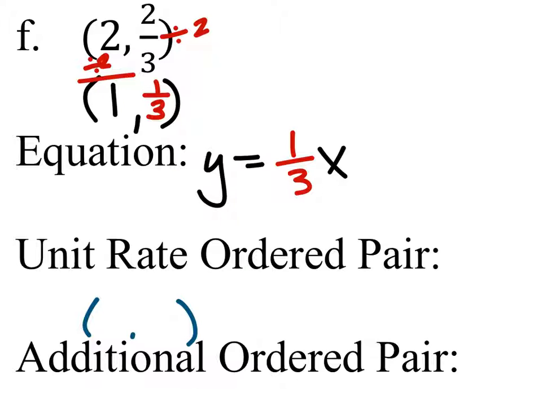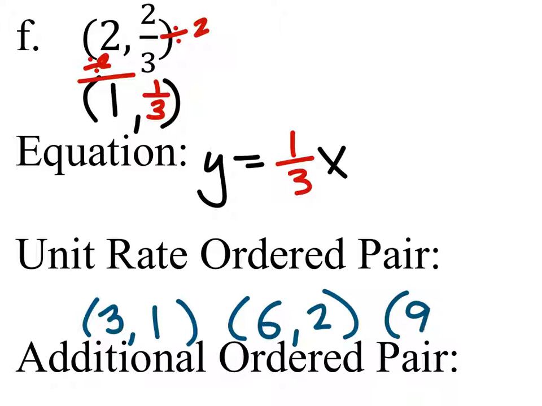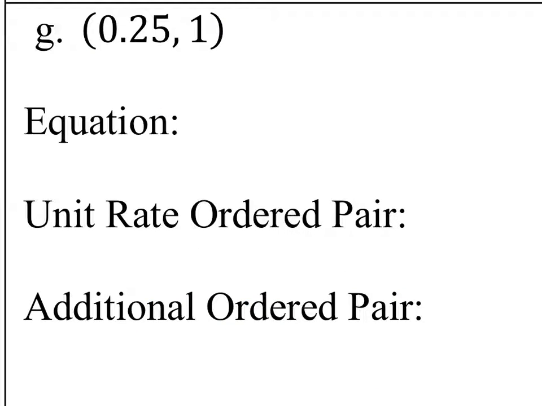2 and 2/3. Now we have that one already, right? 3 and 1, or 3/3. What if we had 6 and 2? What if we had 9 and 3? There we go. Those are all good. We don't really need to use ones with fractions, but you can. Choice is yours.